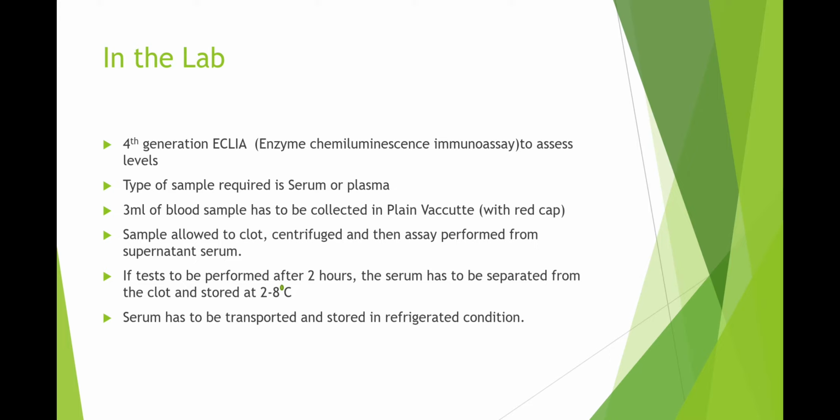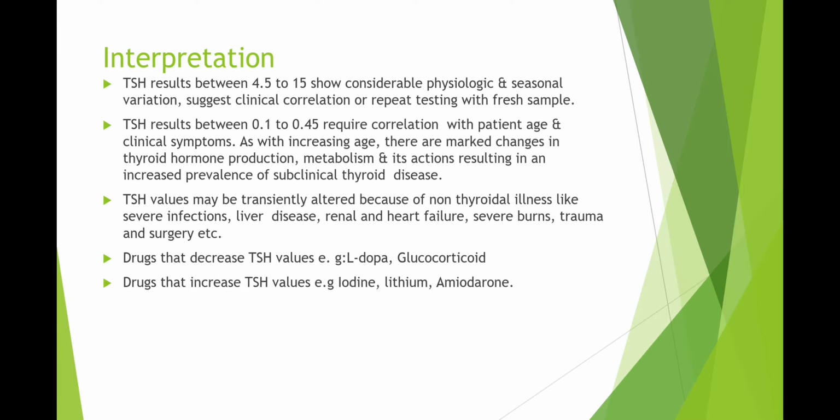Serum has to be transported and stored in a refrigerated condition. The interpretation of thyroid hormone functions: the TSH results between 4.5 to 15 show considerable physiologic and seasonal variation and suggest clinical correlation or repeat testing with a fresh sample.